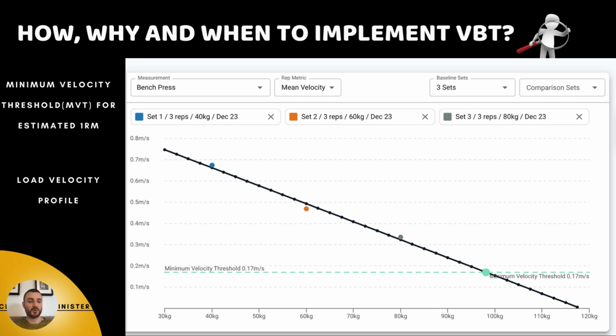Now, why that's important, we'll come into it. There's a minimum velocity threshold for each movement. This will always remain constant. Essentially, this means the slowest the weight or the mass can move without being unsuccessful.